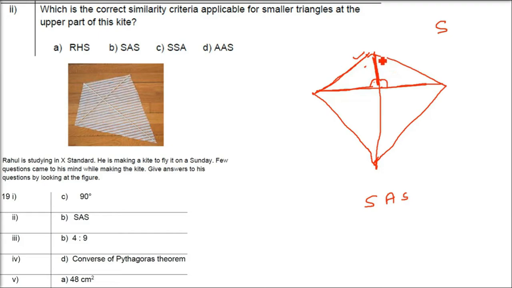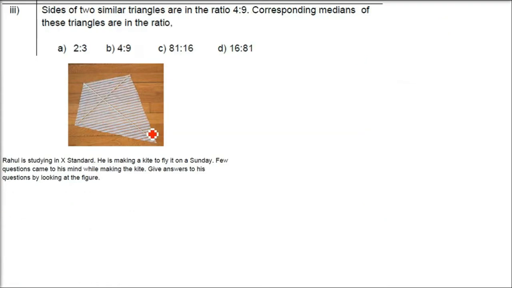Do you know that ASS, SSA or RHS even exist? Just let me know in the comment section. What I'm trying to suggest here is one side is common, the other is half, and one angle is 90 degrees. SAS is the best in this case.